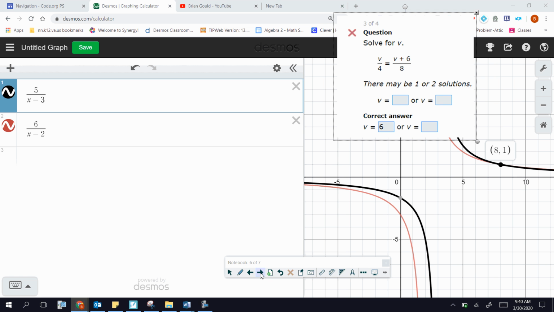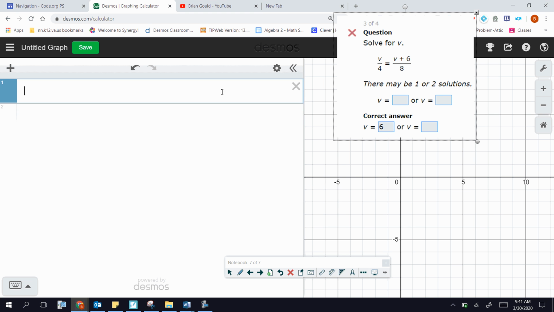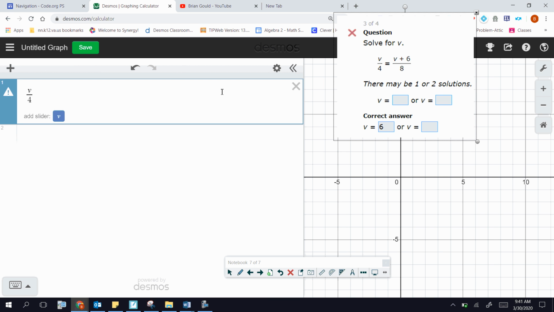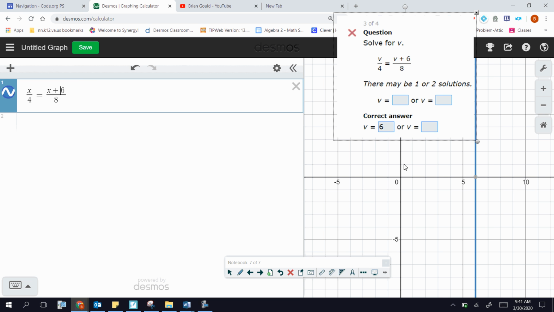Okay. Now, our next example, v over 4 is equal to v plus 6 over 8. Let's start out by doing this one by graphing. Right, v over 4 equals, we need an x since we're graphing first, equals, we make our fraction by hitting the divide, x plus 6 over 8. Let's keep that as a plus sign. Okay. Right there. See, the answer is 6.